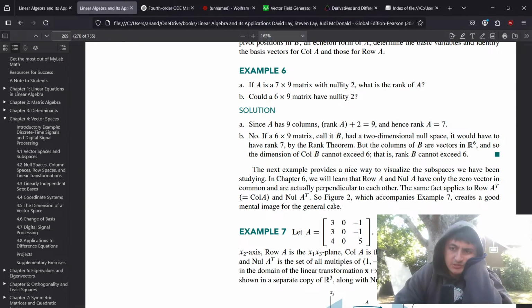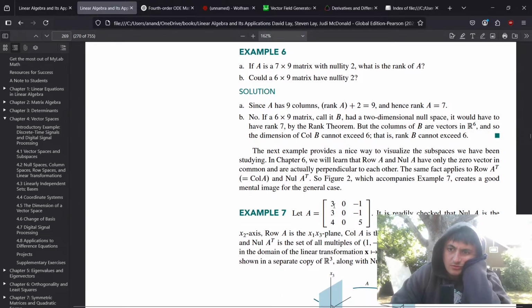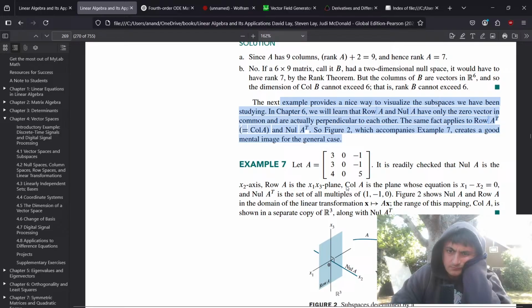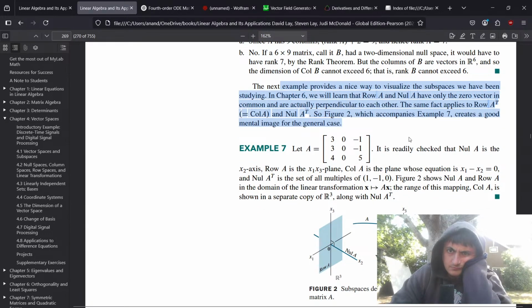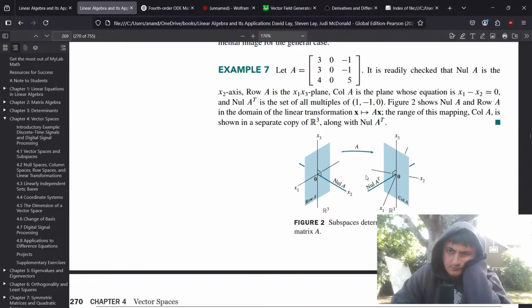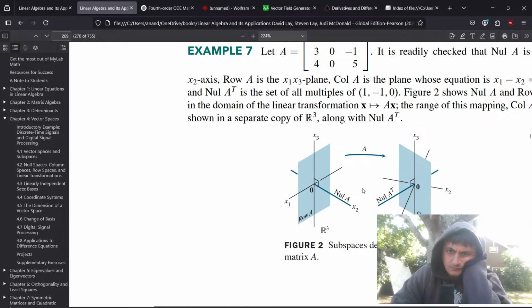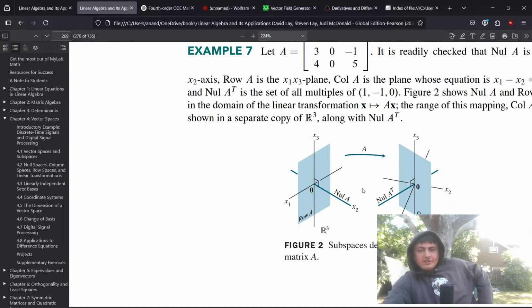We'll learn that Row A and Null A have only the 0 vector in common and are actually perpendicular to each other. Whoa, really? That's wild.